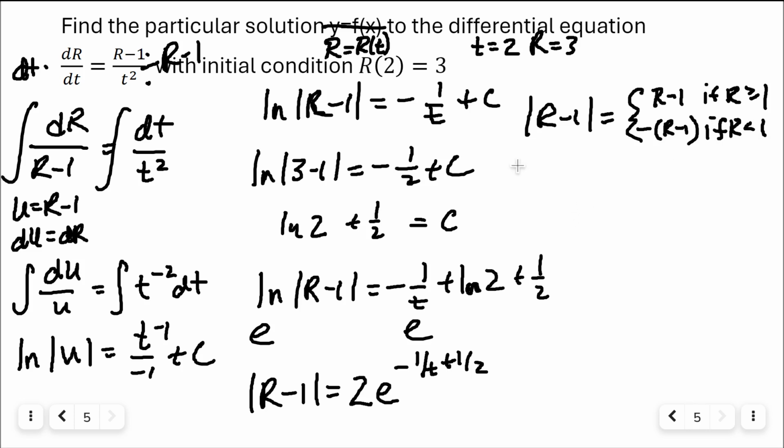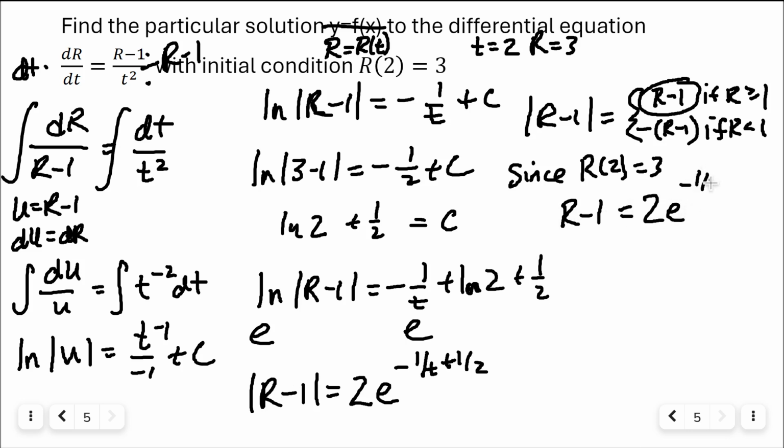All right. And now we know our initial condition. Since r of 2 is equal to 3, r is 3. 3 minus 1 is 2, or 3 is greater than 1. So this is the definition I'm going to use. So in place of the absolute value of r minus 1, I'm just going to write r minus 1. I don't need to do anything. The bars don't do anything. And I'll rewrite everything else. And now I can solve this for r.